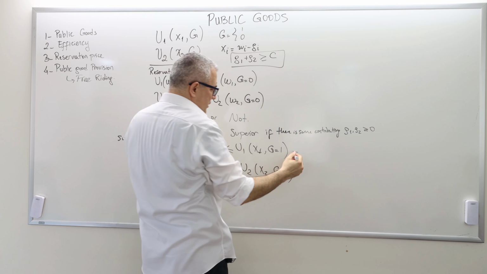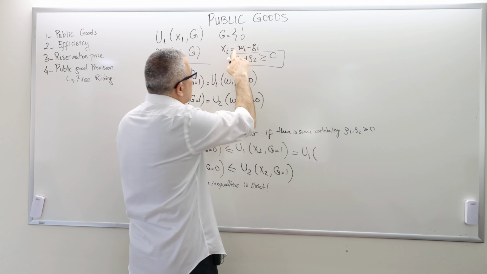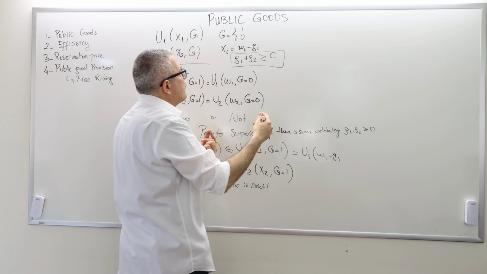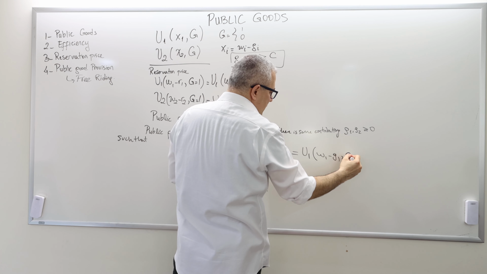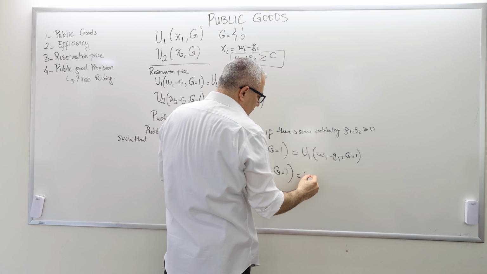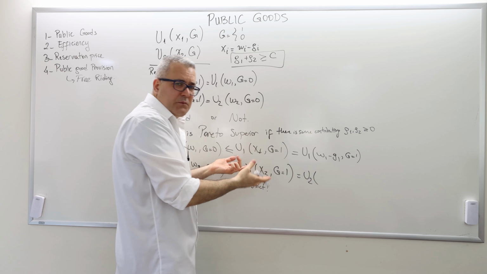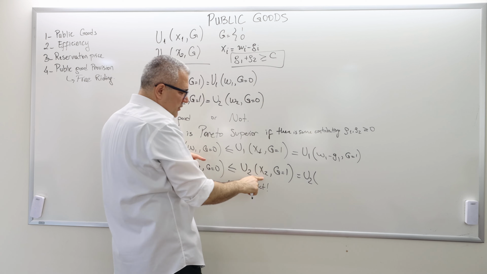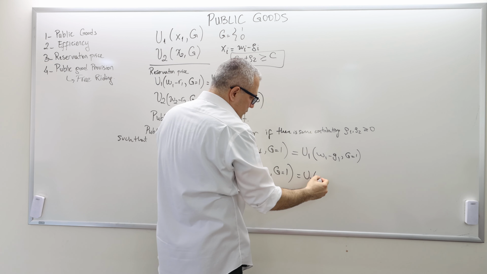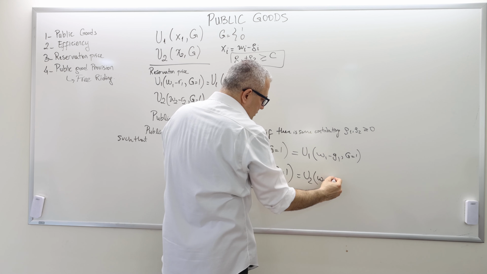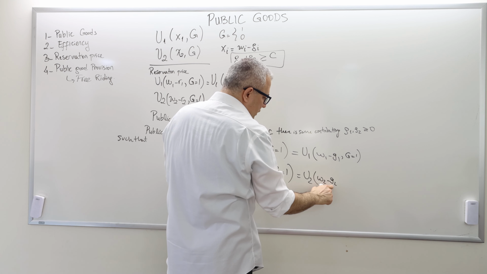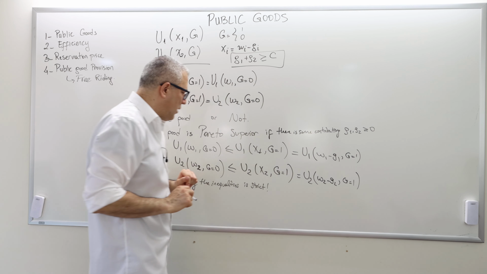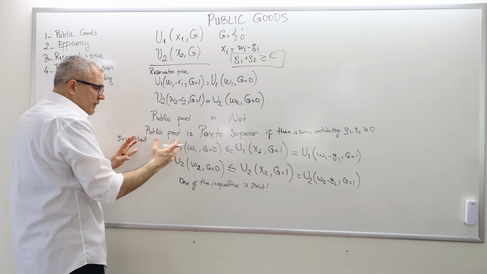The budget constraint: x1 is equal to w1 minus g1, where g1 is the contribution, and capital G equals 1. So the reservation price doesn't kick in here; I am just using the budget constraint. Similarly, x2 is the private consumption, meaning how much money she is left with if she contributes g2, and capital G is equal to 1. What matters is the left-hand side.